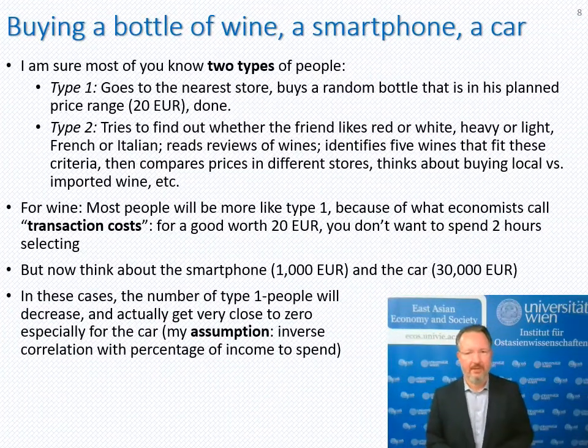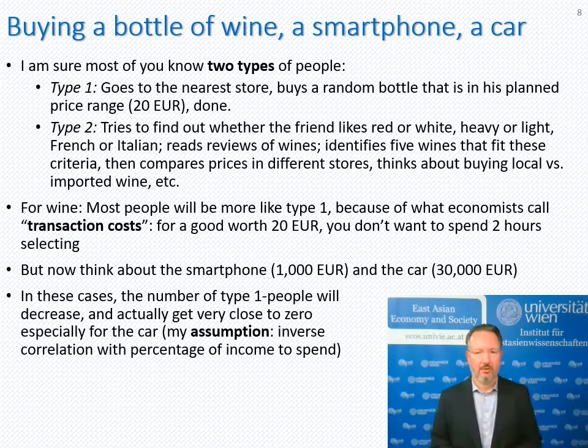When it comes to this kind of decisions, I'm pretty sure you know 2 types of people. One is just a guy who goes to the nearest store, buys that stupid bottle of wine, and that's it. Buys one, perhaps the first one that he sees, or defines 20 euros as the price range, and doesn't really think much about it. That's it.